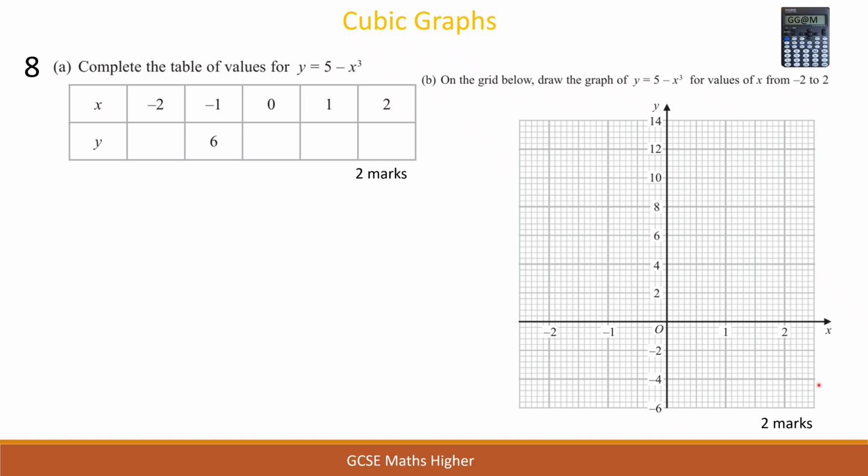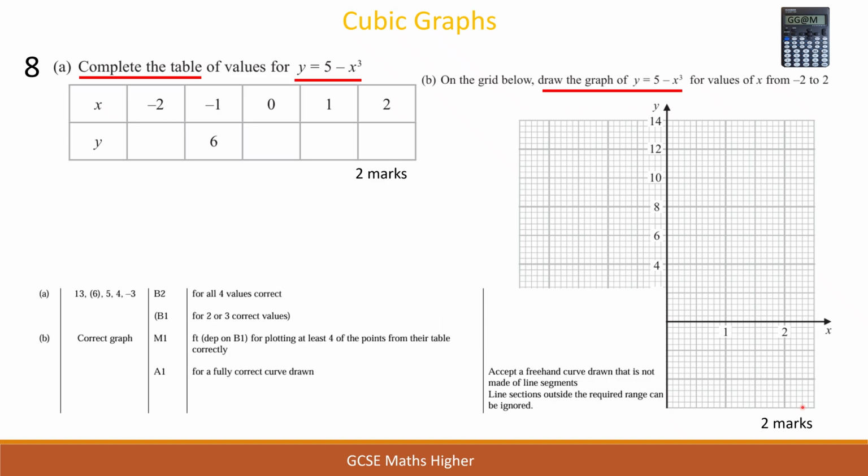Fantastic, so hopefully you've managed to draw out the table, draw out the graph, and you've got some values in the table and you've got the graph drawn out. So the mark scheme says that you have got 13, 6 was already given, 5, 4 and -3, and that will give you 2 marks for getting the values in the table. And the correct graph, it says plotting 4 points correctly and the curve is drawn.